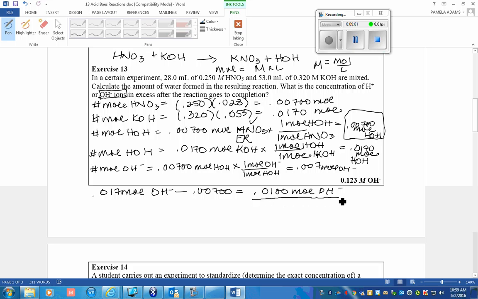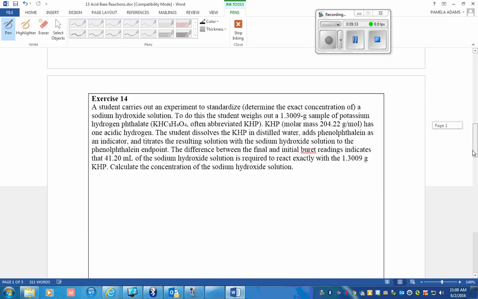The beaker has liquid in it, and we want to find molarity. Molarity is the moles of the OH divided by the volume of the solution in liters. That would be 0.028 liters of the acid plus 0.053 liters of the base for a total volume. And the molarity of the excess reactant is 0.123.